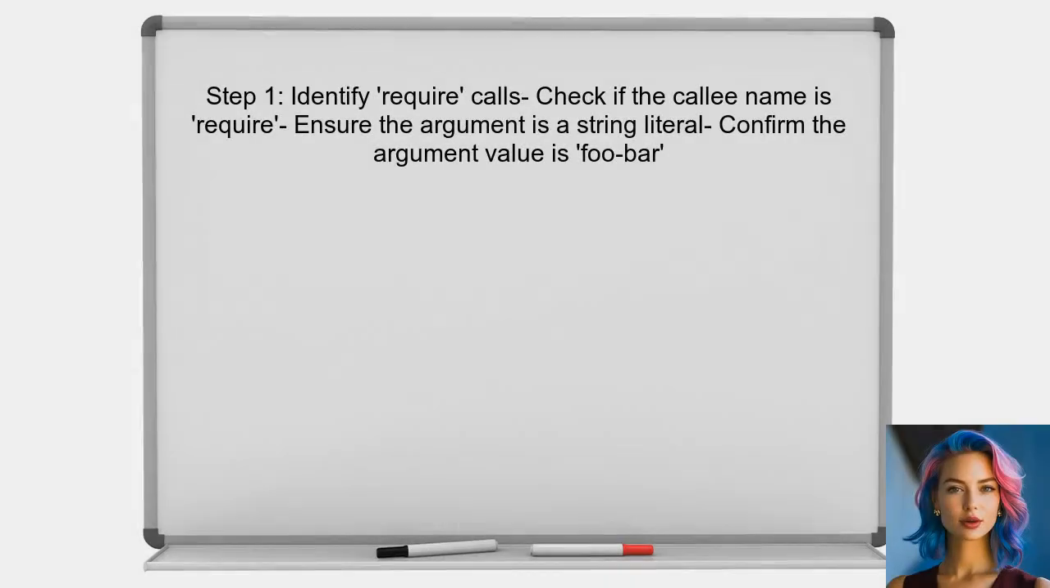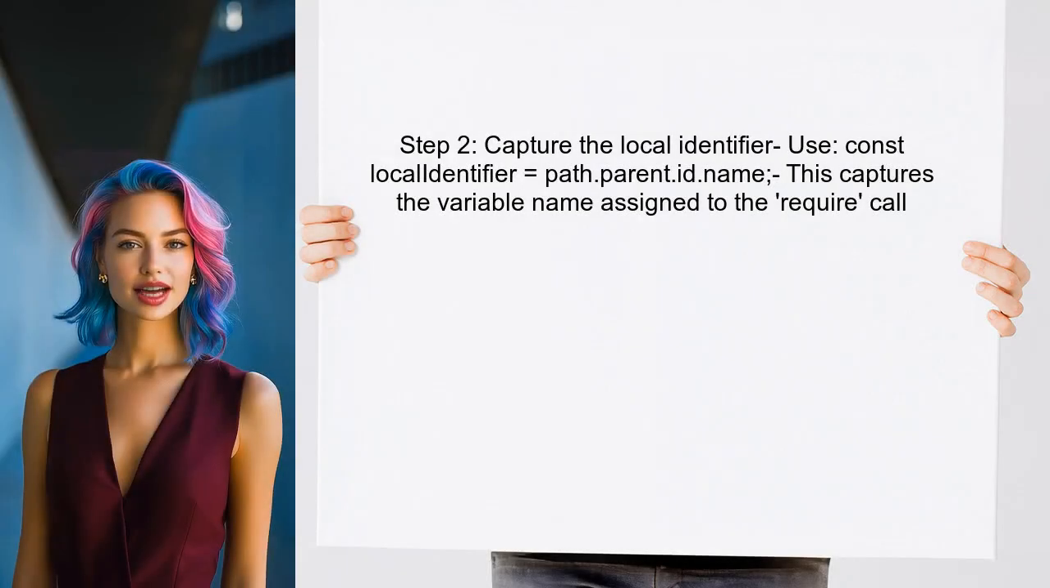To begin traversing the scope of a path in a Babel plugin, the user should ensure they are correctly identifying the require calls. This involves checking if the callee name is require and if the argument is the correct module name. Next, the user should capture the local identifier from the require call. This identifier will be used to traverse the scope and find instances where the required module is called.